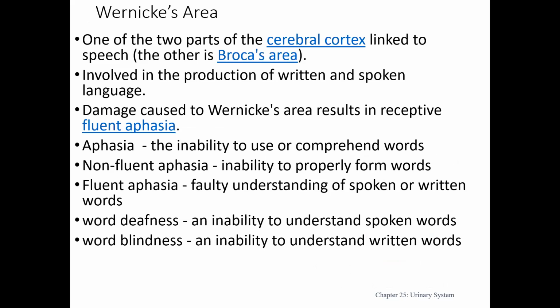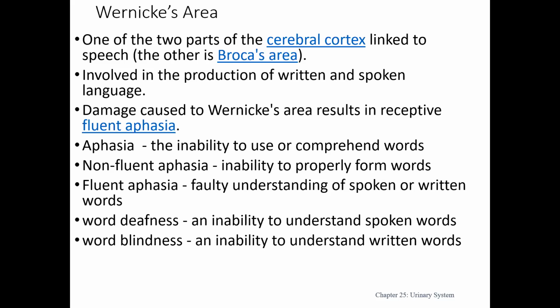There's a term here called aphasia. Aphasia is the inability to use or comprehend words. So we have two types of aphasia. In other words, they can't speak. Non-fluent aphasia means that they can't use their words. They can't form words. Fluent aphasia is the inability to understand the written or spoken word.